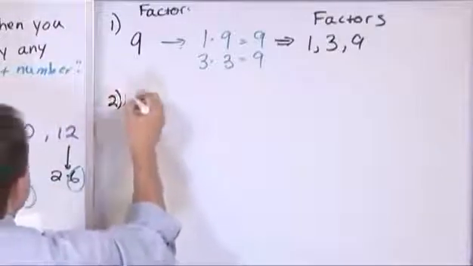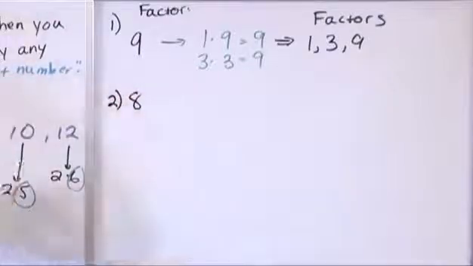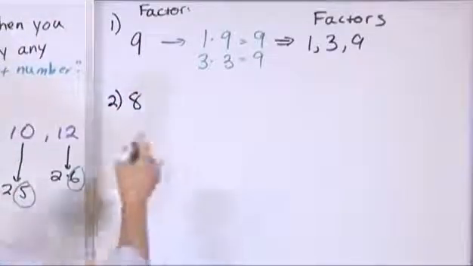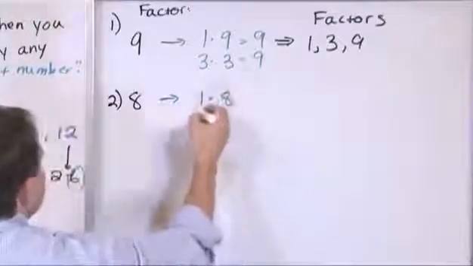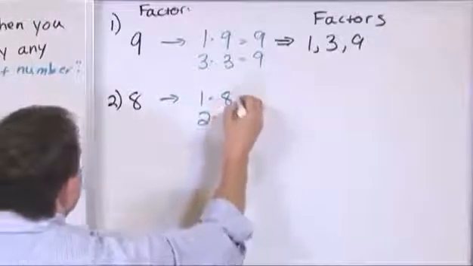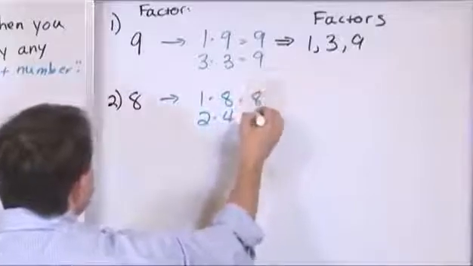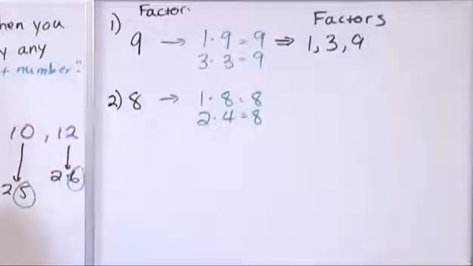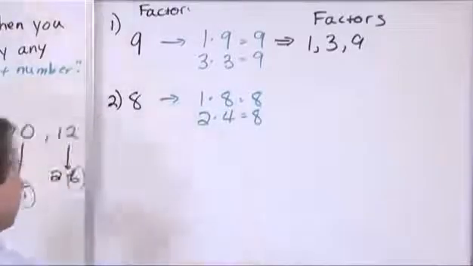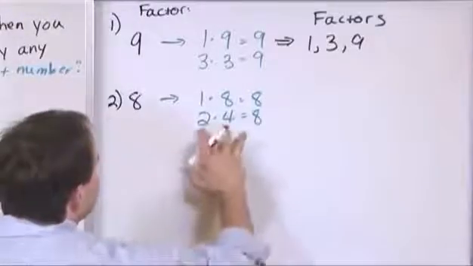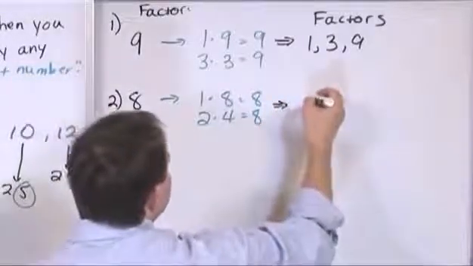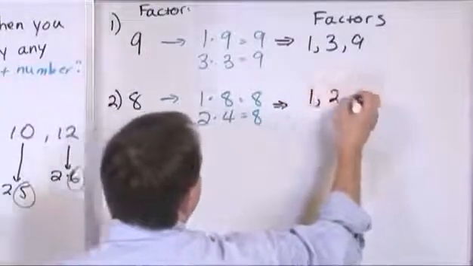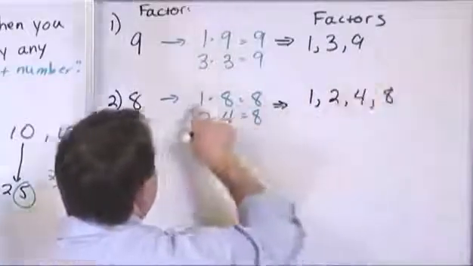Let's look at the number 8. What can be multiplied together to give you 8? Well, you always are going to have 1 times 8. You're going to have 2 times 4. These are both going to be 8, right? And that's about it. I don't think there's anything else that can really be multiplied together to give you 8. Again, you can flip it around and say 4 times 2, but that's not really going to help you. So the factors in this case are 1, 2, 4, and 8.